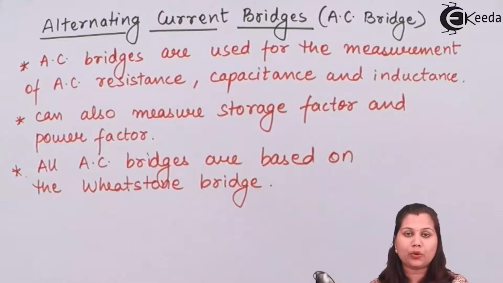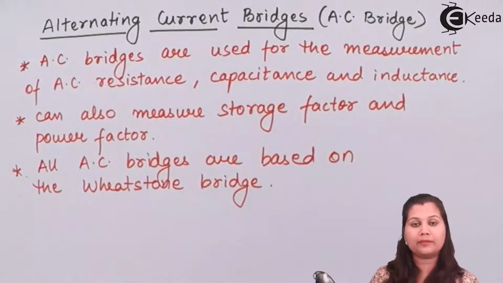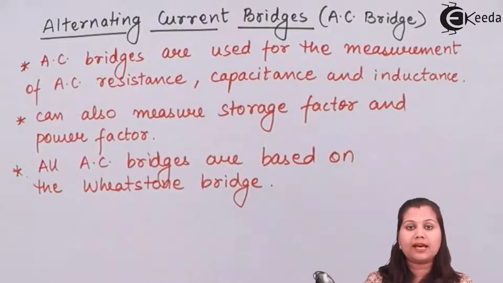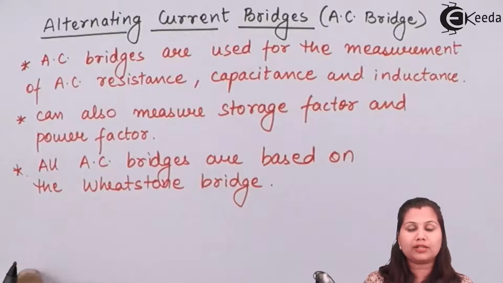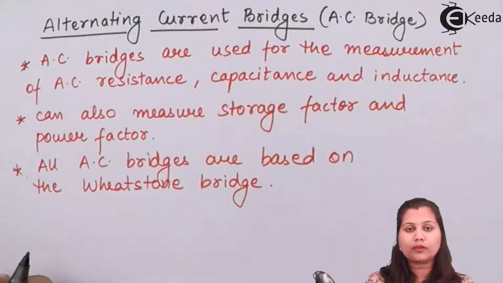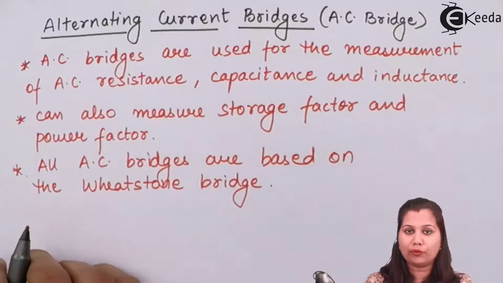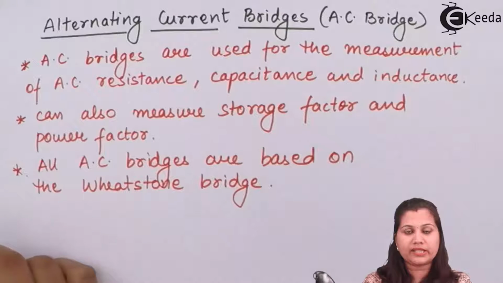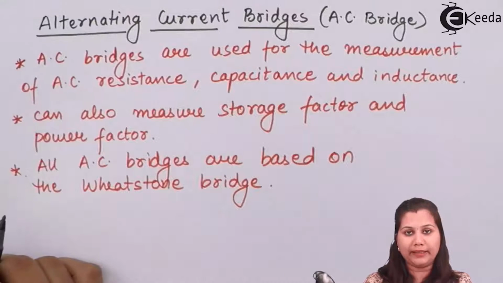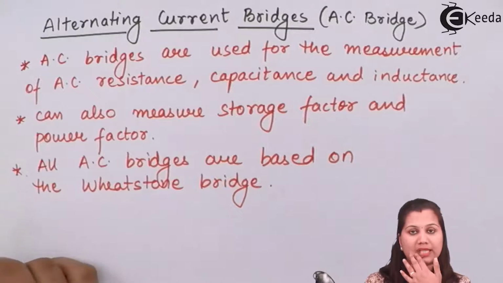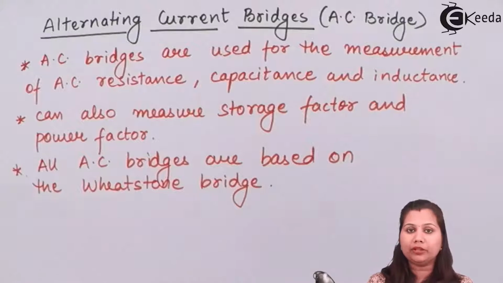Just like the Wheatstone bridge, it has 4 arms, and in the 4 arms we have 4 resistances connected, and in between we have a galvanometer which measures the null deflection and is used for balancing the bridge. So here also in the AC bridges we will have 4 arms. Instead of 4 resistances, here we will have 4 impedances. One of the impedances will be unknown and all the other impedances will be known to us.